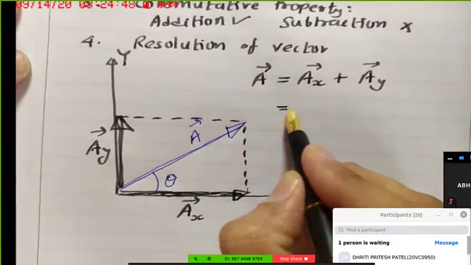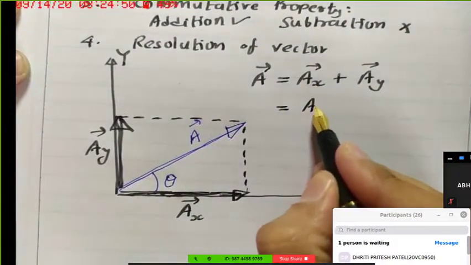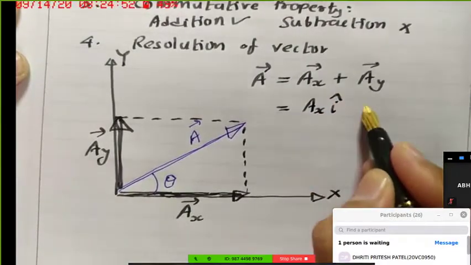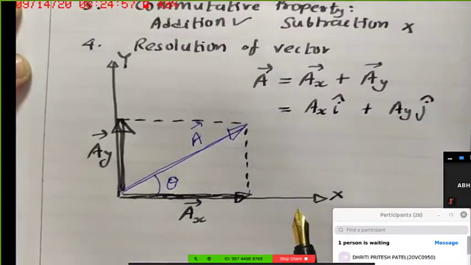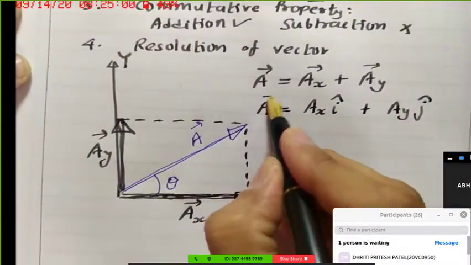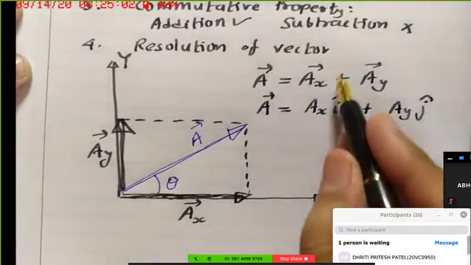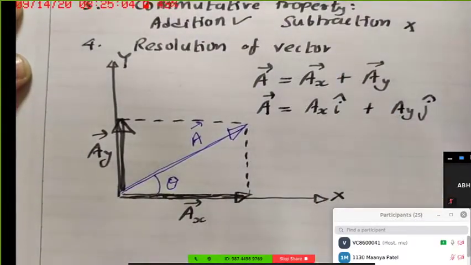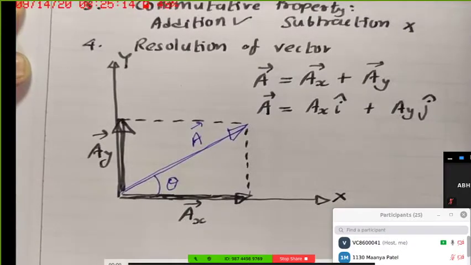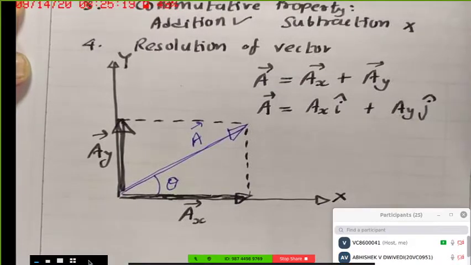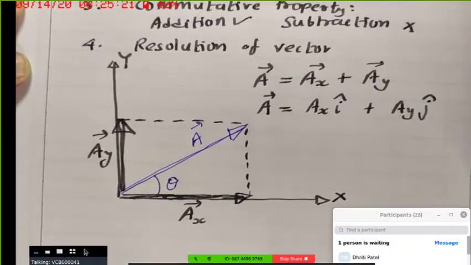I don't want to write in this form. Can I write Ax i plus Ay j? Alright, sir. Yes. What is the difference between these two? Wrong answer, then wrong answer. Not to worry. Answers are answers. But do speak. It states direction.